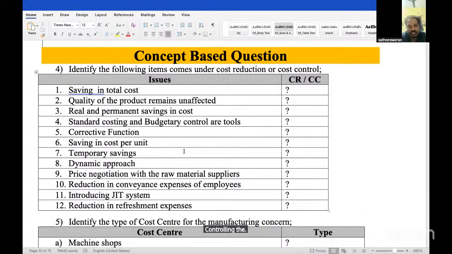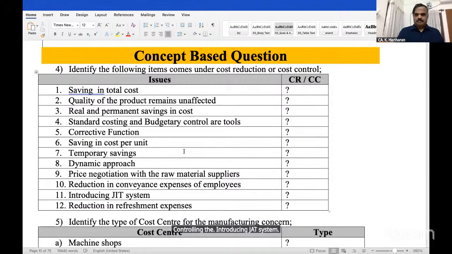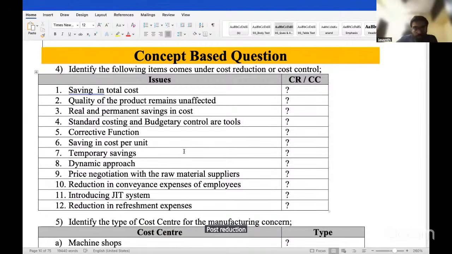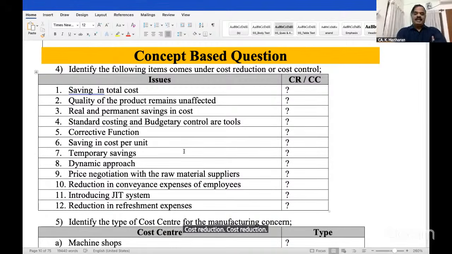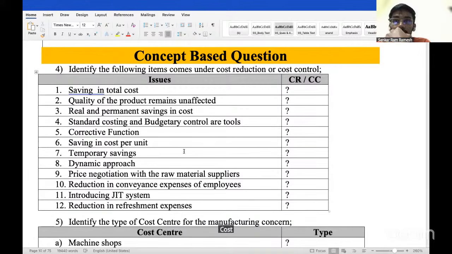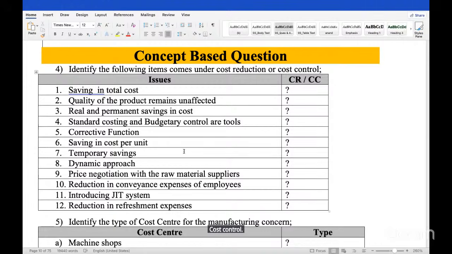Introducing a JIT system, just in time system, is cost reduction. Reduction in refreshment expenses is cost control.